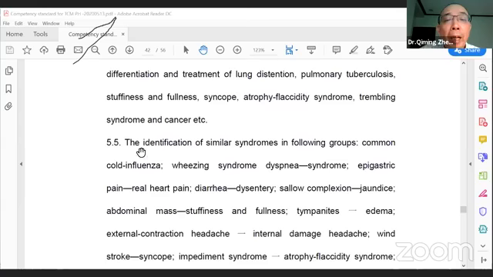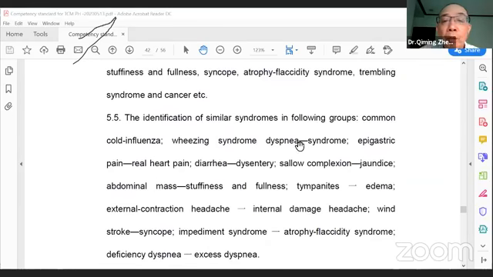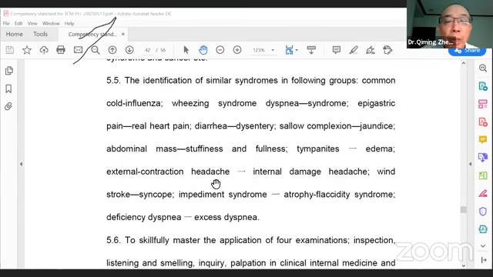Point 5, the identification of similar syndromes in the following groups. So common cold, influenza, wheezing syndrome, dyspnea syndrome. So it is based on the different syndromes.